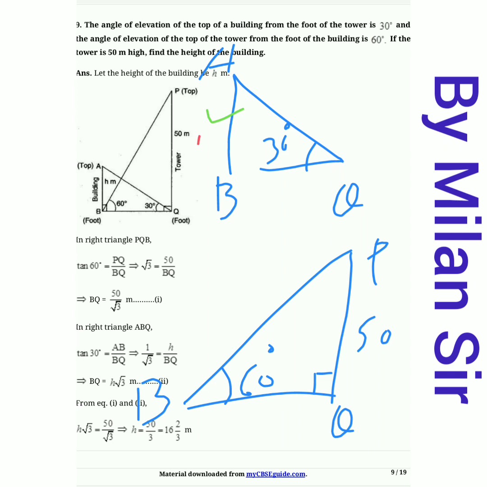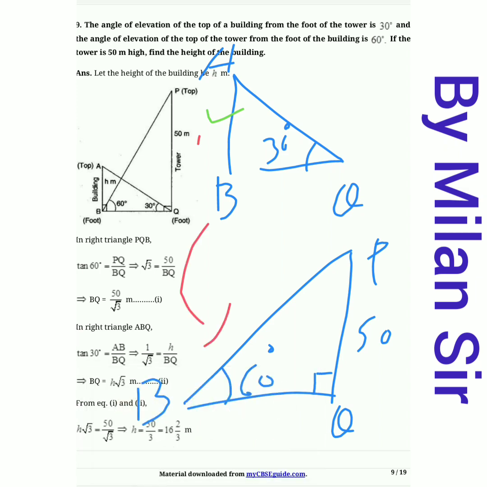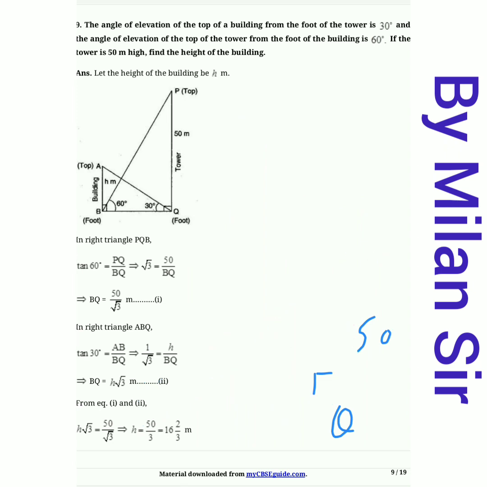Now side BQ we can find from this second triangle, right? We can find BQ from the triangle PBQ, because here one angle we know, it is 60 degree, and one side is given, it is 50 meter, so we can find BQ. And if we put this value of BQ in the triangle ABQ, then we can find the side AB. Okay, so this method we use here. So first of all, consider triangle PBQ.